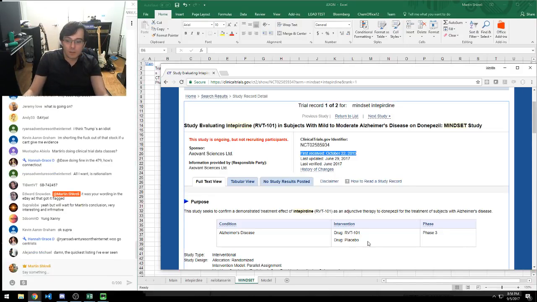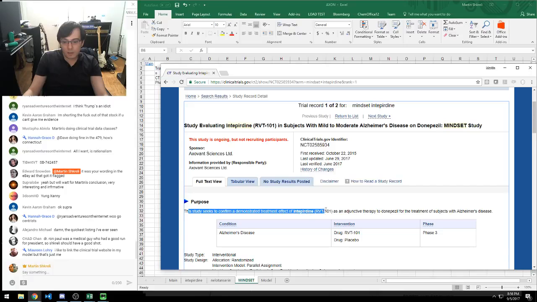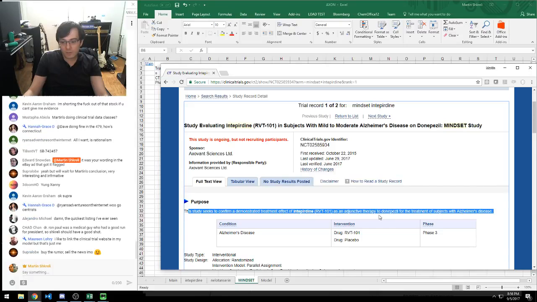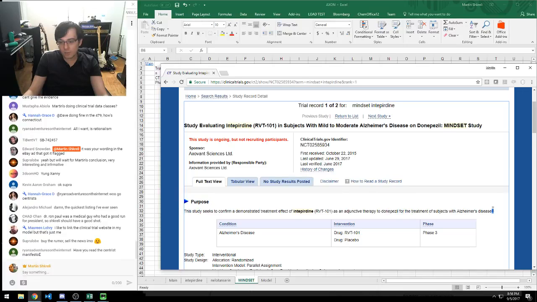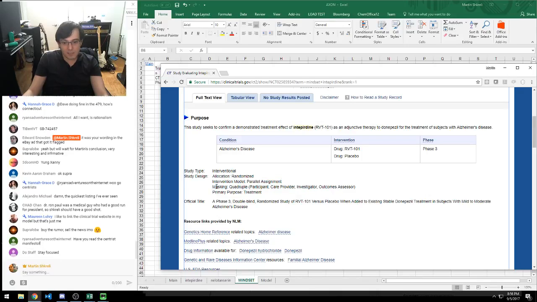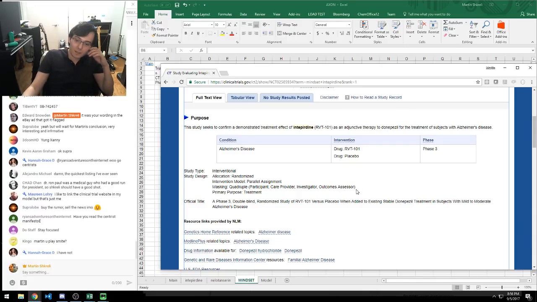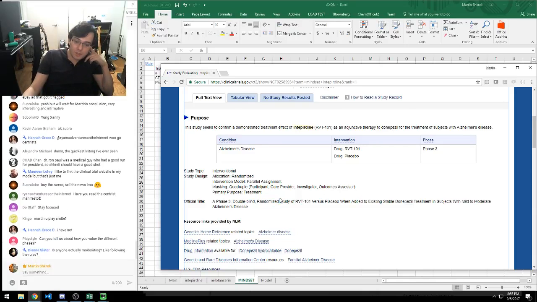It's a phase 3 clinical trial of RVT and placebo. So the study seeks to confirm a demonstrated treatment effect of RVT-101 as an adjunctive therapy, which means an add-on therapy, to donepezil for the treatment of subjects with Alzheimer's disease. Interventional, allocation randomized, intervention model parallel assignment. Masking is quadruple masking. So if we had double blind, it's quadruple blind. Primary purpose is treatment, randomized study of RVT-101 versus placebo.